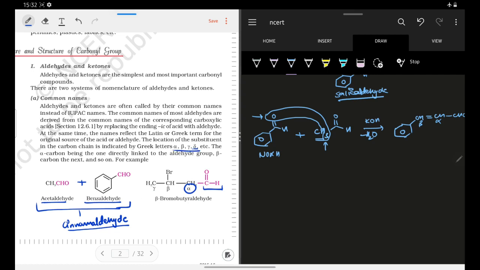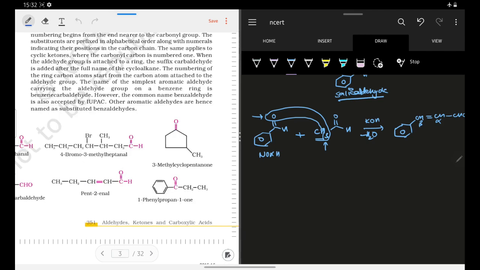So this is what they have told you here, that the carbon attached to the C double bond OH is known as alpha, the next carbon is known as beta, the next carbon is known as gamma, and the next carbon, if it had been present, would have been called delta. Okay, so this much you have to remember here. Now let us try.